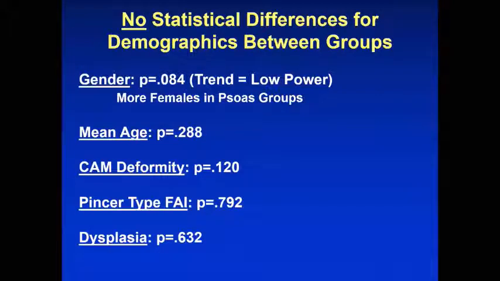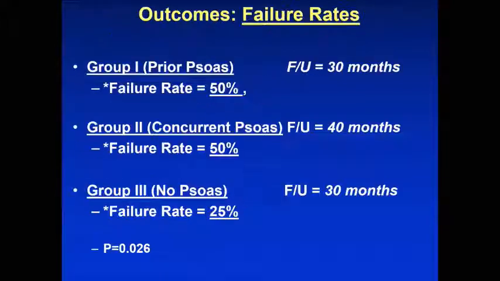So some of this is power, certainly, but there were no statistically significant differences between groups for gender, mean age, CAM deformity, pincer-type FAI or dysplasia. But I would argue that there definitely is a higher prevalence of females in the psoas tenotomy group. The numbers just don't give us the power.